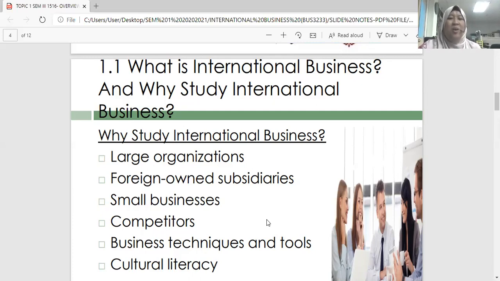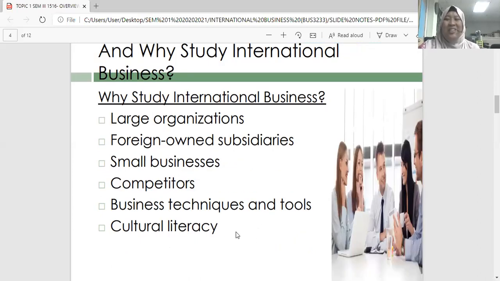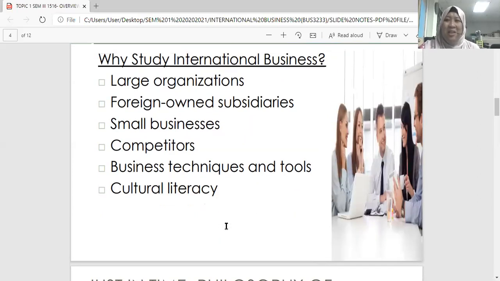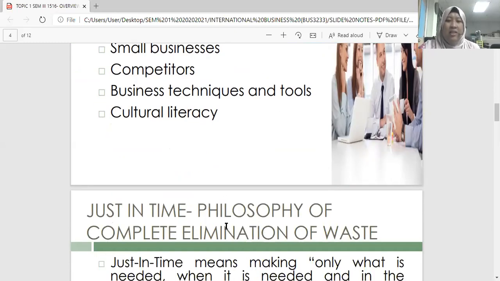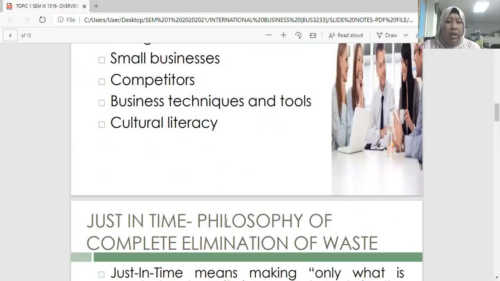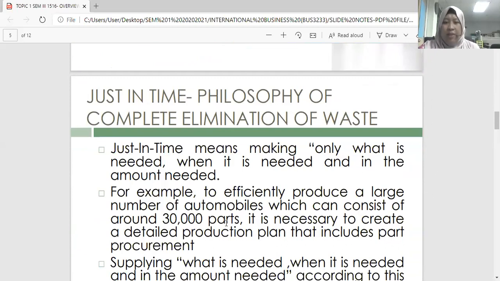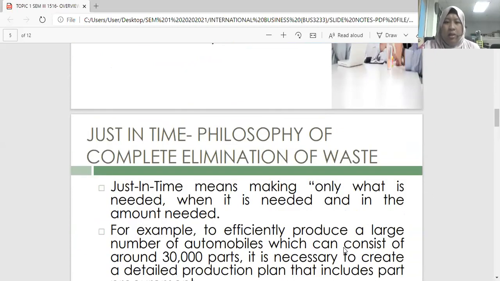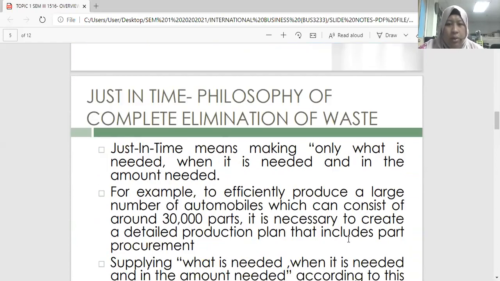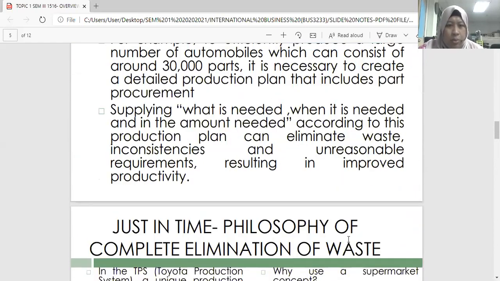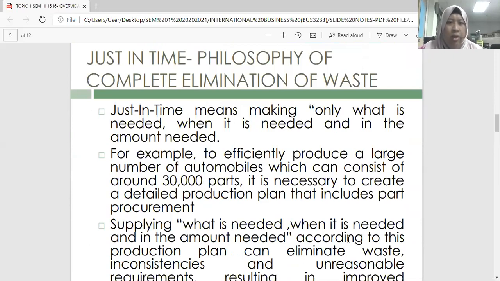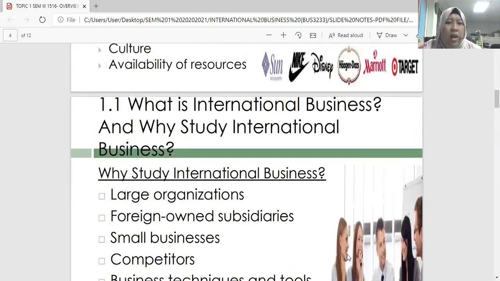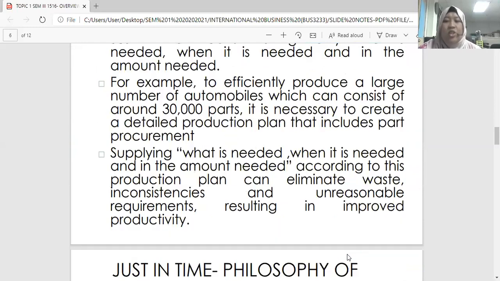All right. So I think that almost 1 hour, this lecture is actually just a snapshot for the introduction. But it's okay. Next class we will have a different way. So, just in time: the philosophy of complete elimination of waste. I will touch on this later in the next class, inshallah.